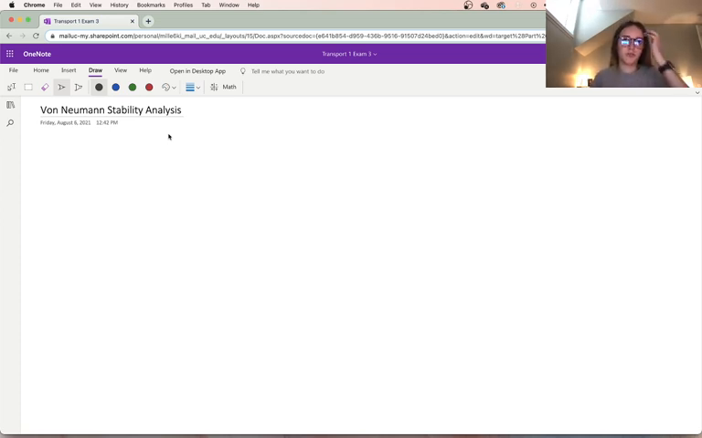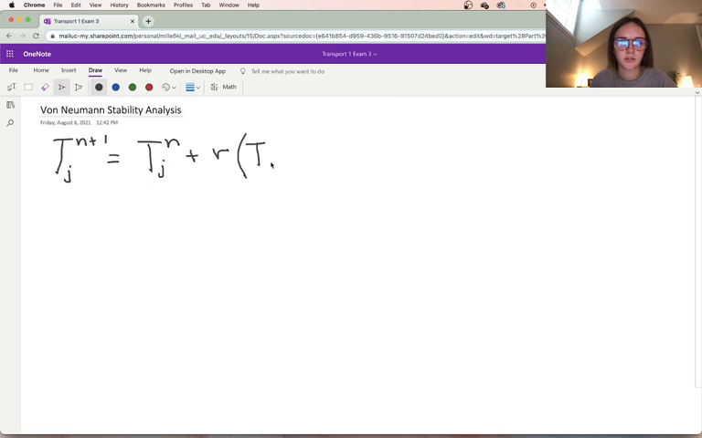So for the von Neumann stability analysis, we're starting with the equation that we found in part 2, which is going to be Tj to the n plus 1 equals Tj to the n plus R times, and this is just going to be the top part of the numerator that we saw in the other one, because the delta x squared and the delta t is represented in this value of R. So we're going to have Tj plus 1 to the n minus 2 Tj to the n, plus Tj minus 1 to the n.